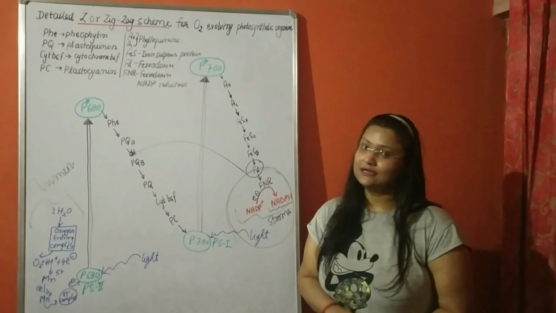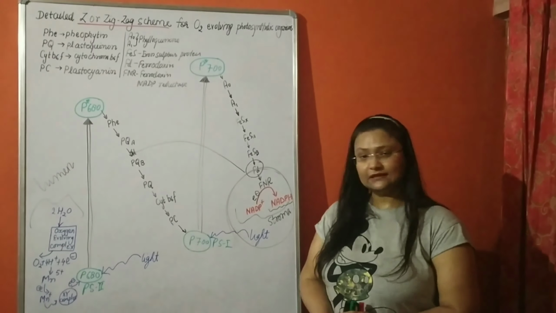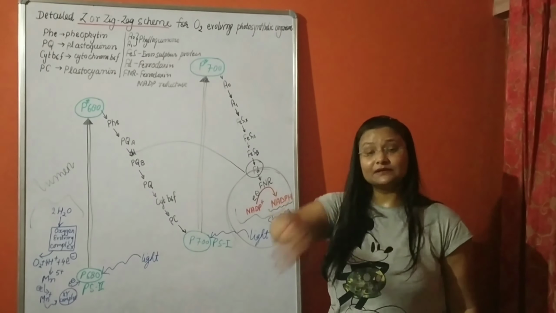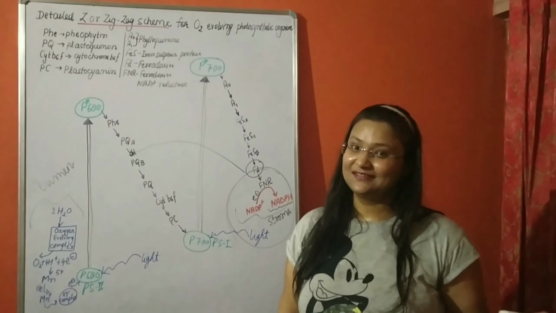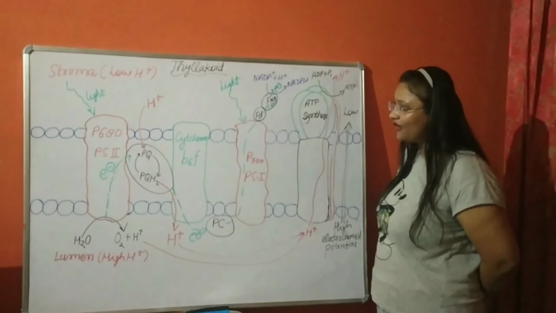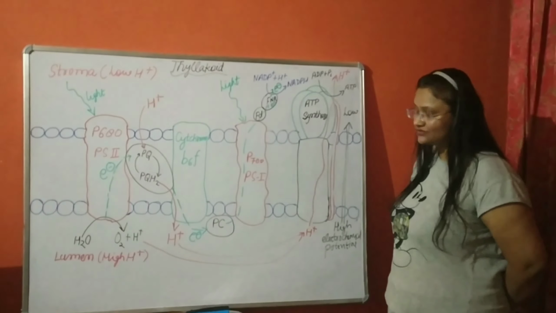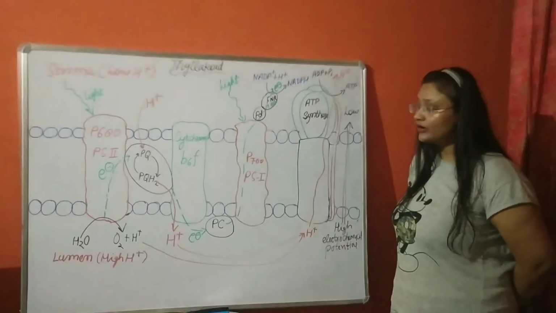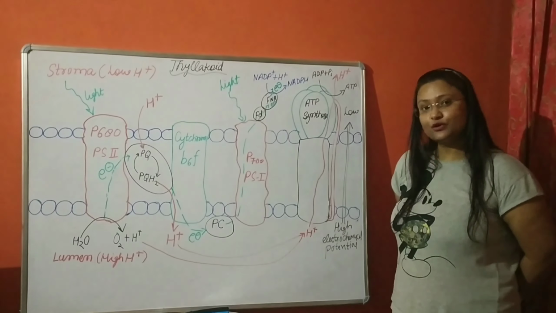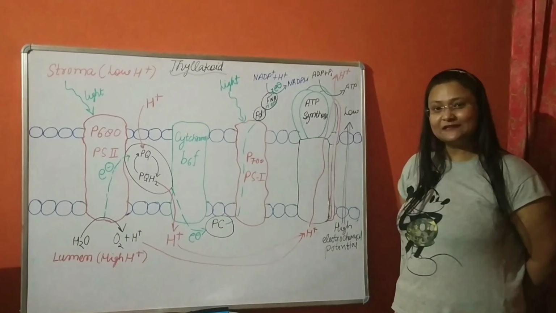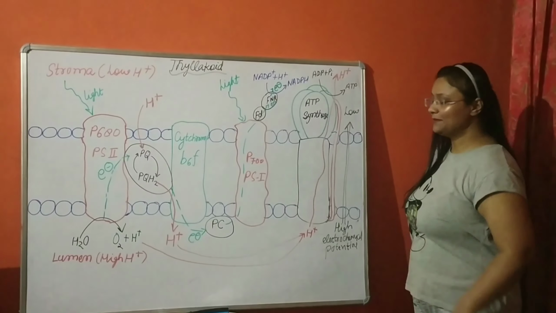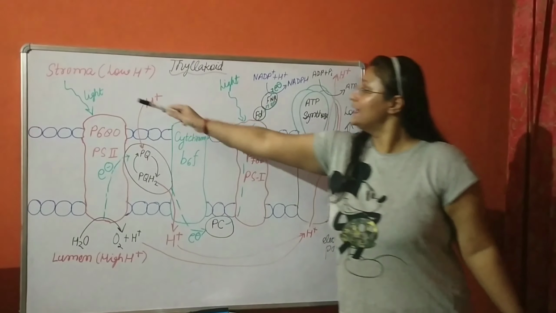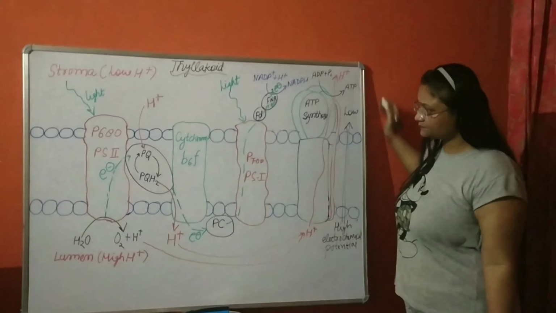So now let us see how exactly all these protein complexes look like when they are present in the thylakoid membrane. Let us understand how exactly the protein structures look on a thylakoid membrane, how electron transfer is coupled with proton pumping, and how exactly ATPs are synthesized. So basically this is the lumen of the thylakoid and this is the stroma of the thylakoid.